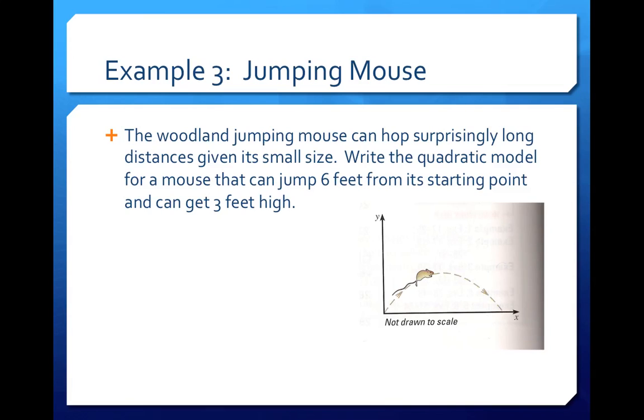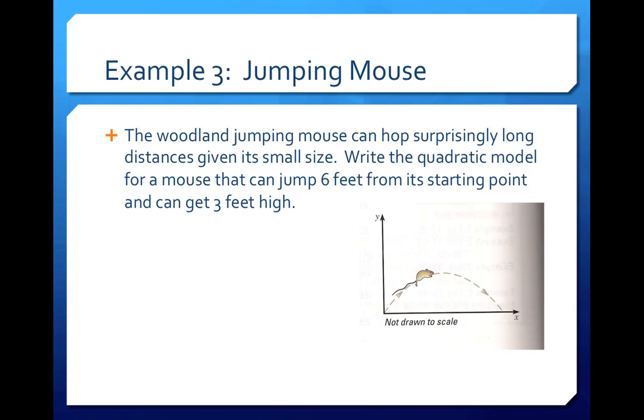The first clue is that there's no indication of time passing here. The second clue is that there is no initial velocity. There's no v sub 0. We're not told with what force the mouse jumps. So in this case, we're not looking at just plotting height with respect to time. We're actually looking at what is the equation, the quadratic model, for the actual path that the mouse takes.